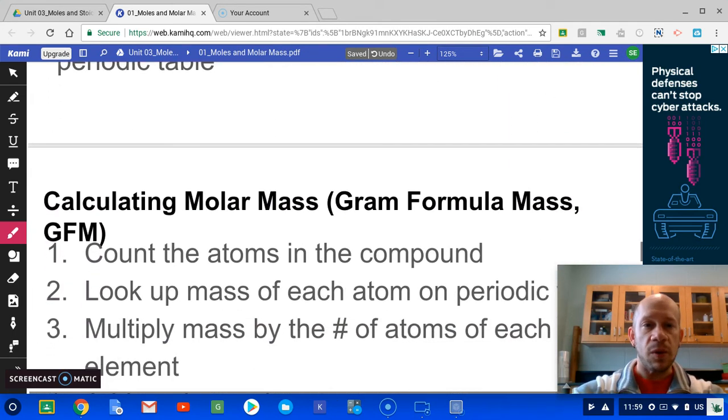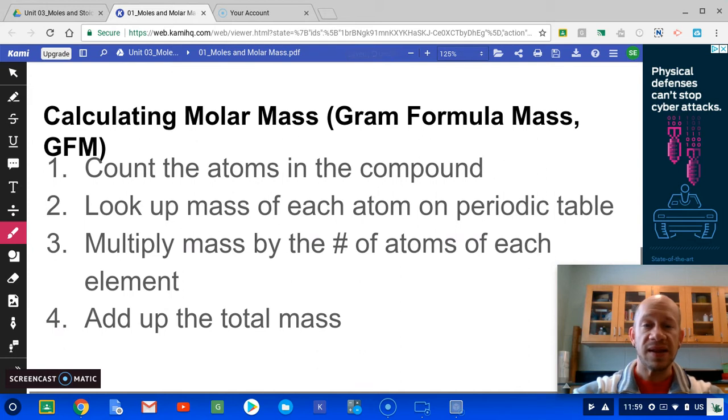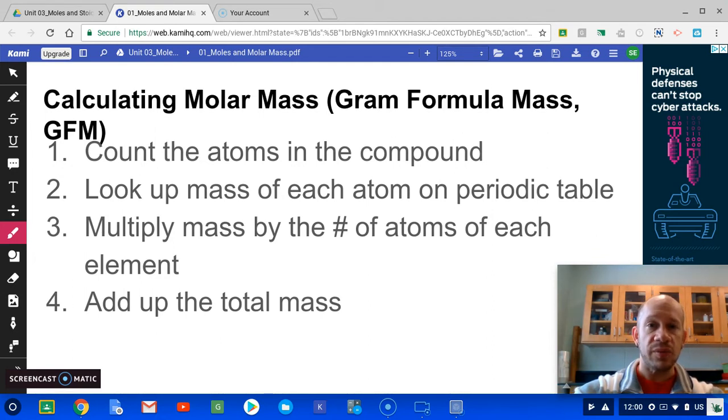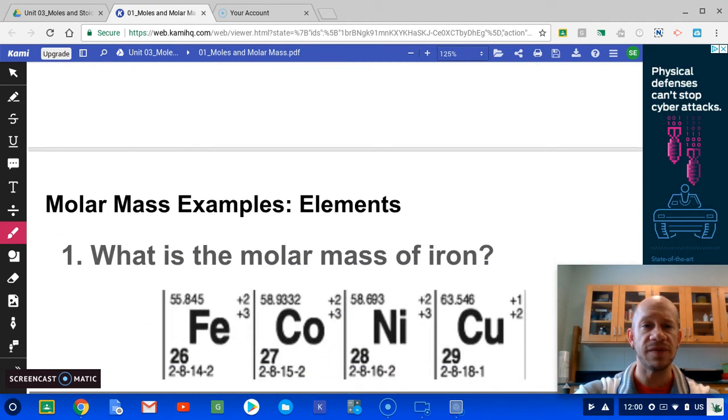To calculate the molar mass, we're going to follow these steps. 1, you're going to first count the atoms in the compound. Each element will be listed and the number of each element written down. Look up the mass of each atom or element on the periodic table, and then you're going to multiply that mass by the number of atoms of each element. Then I'm going to add up that total mass, and that is our gram formula mass of that compound. So the molar mass examples for elements.